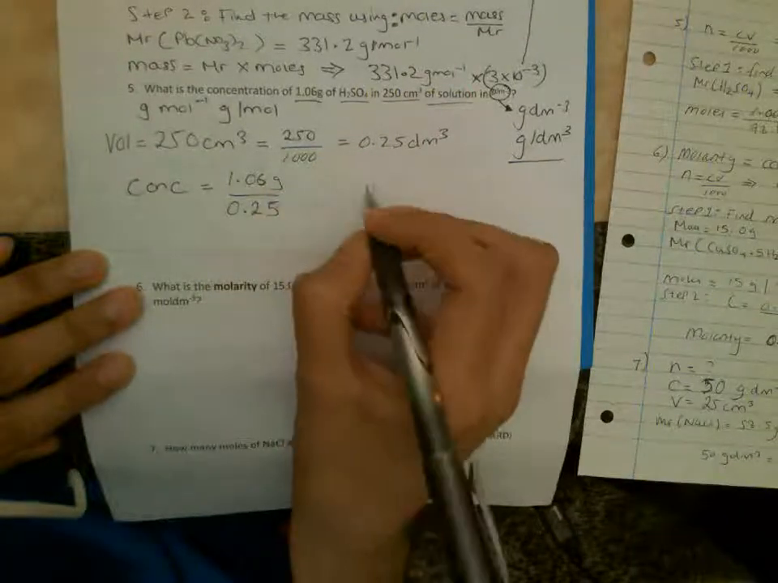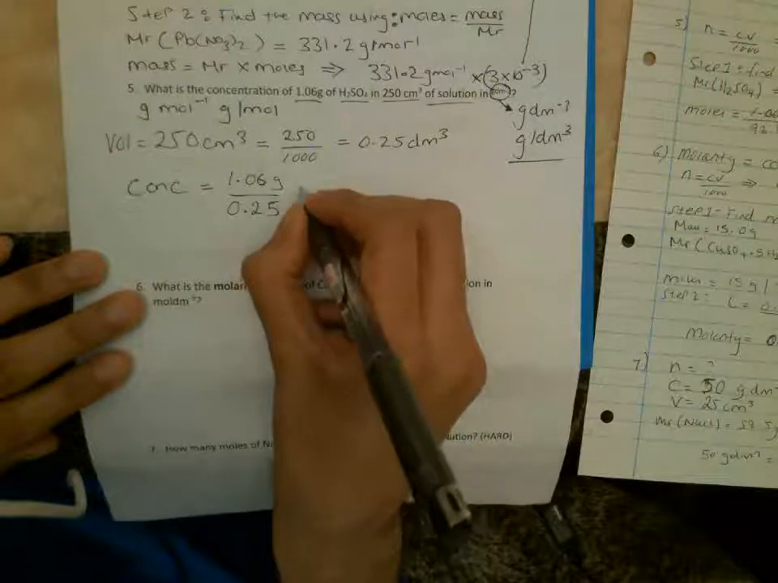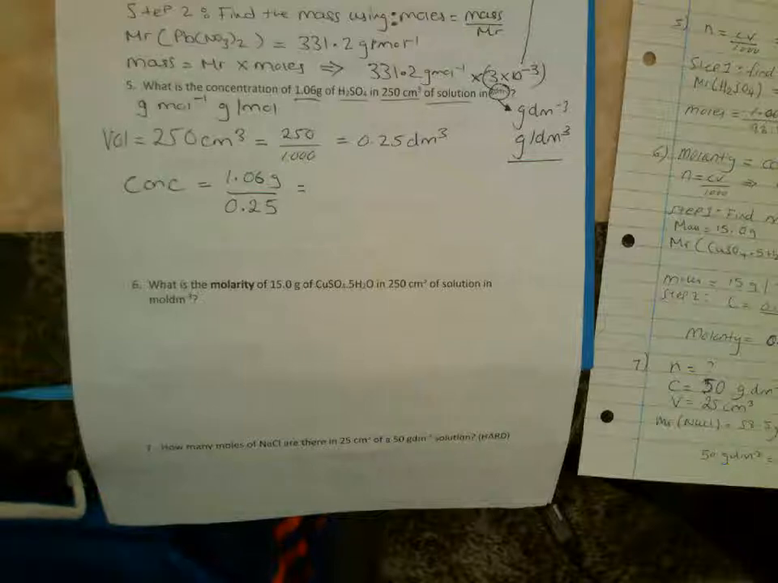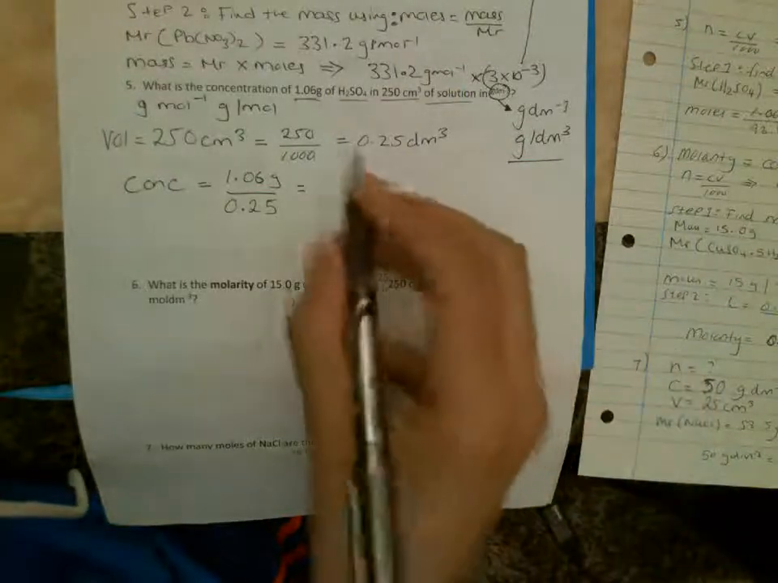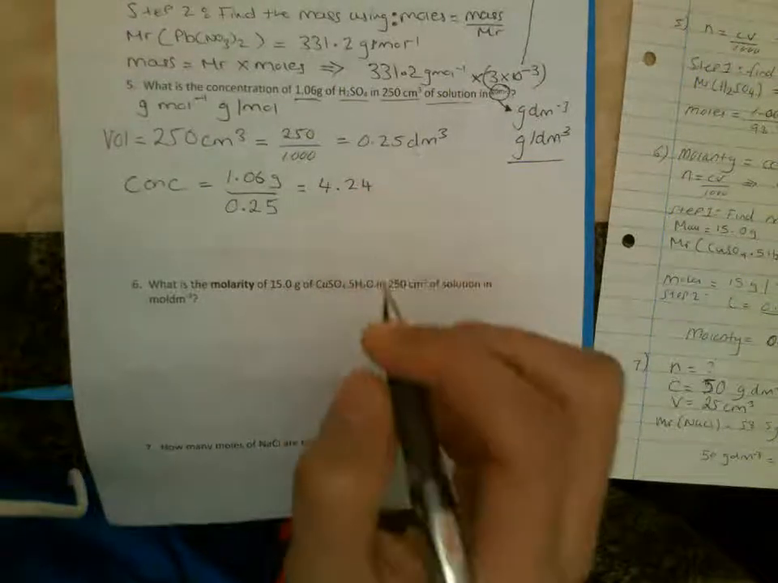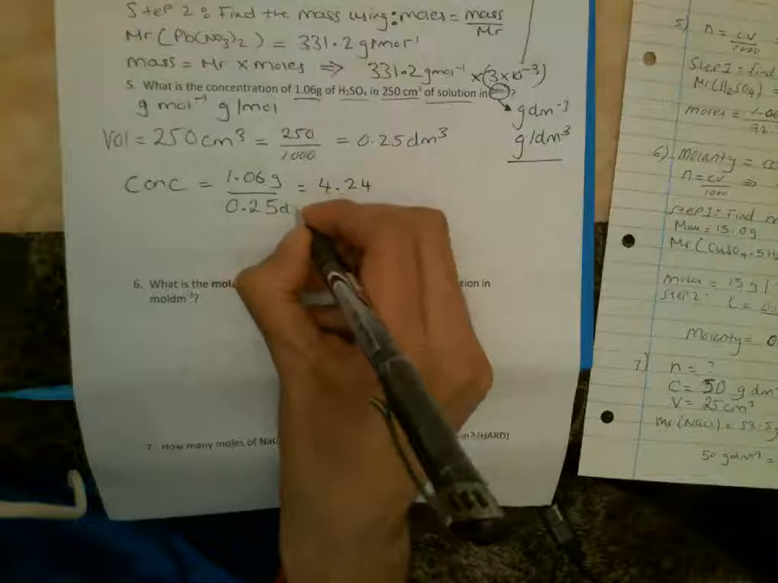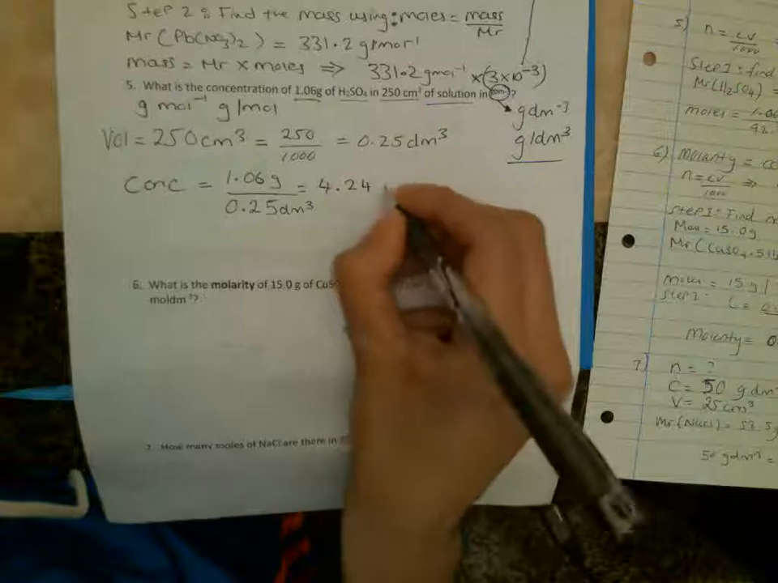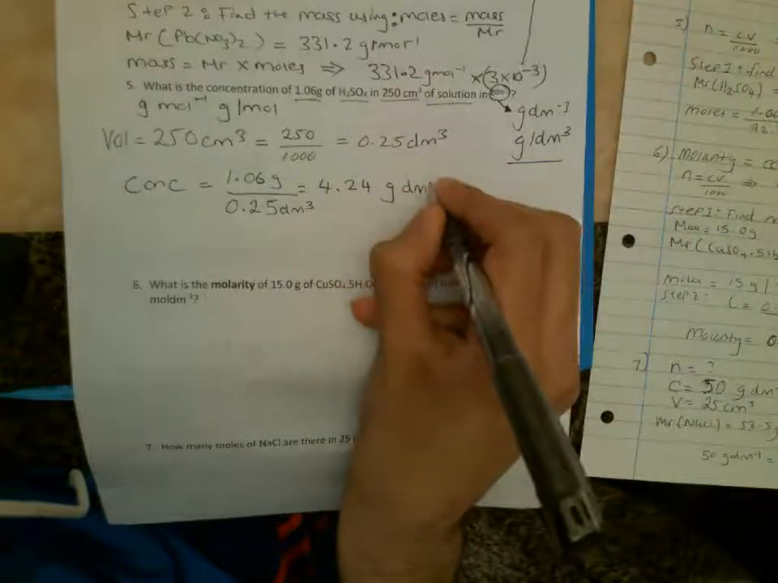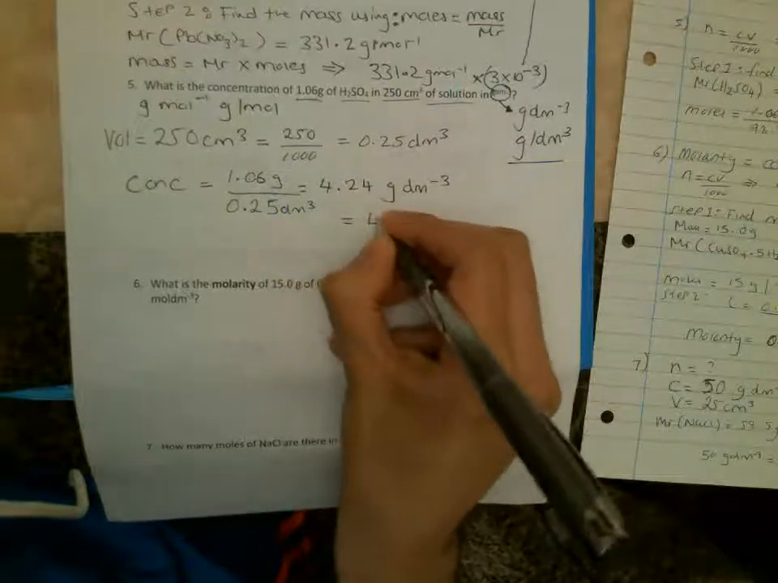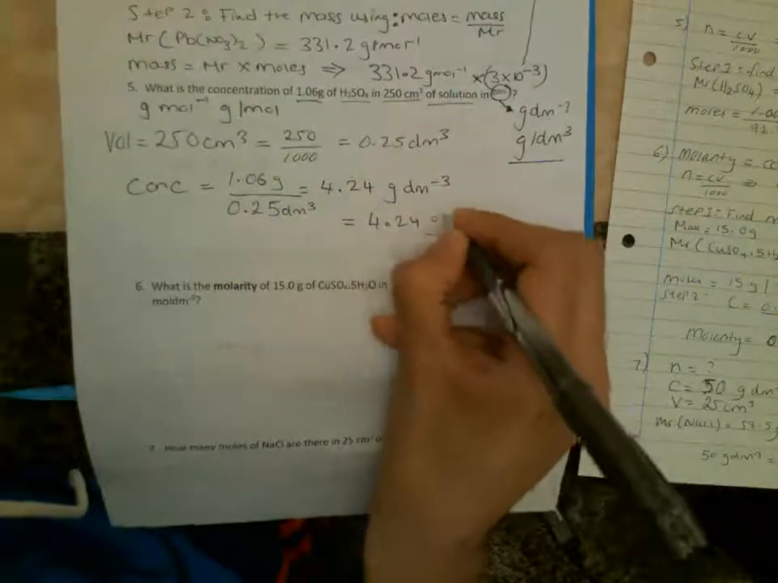And that would give us a value of, drumroll please, 4.24. I'm being a bit lazy with my units, so it's over decimeter cubed, so it'll be 4.24 grams per decimeter cubed. Or again you can write it as 4.24 grams per decimeter cubed.